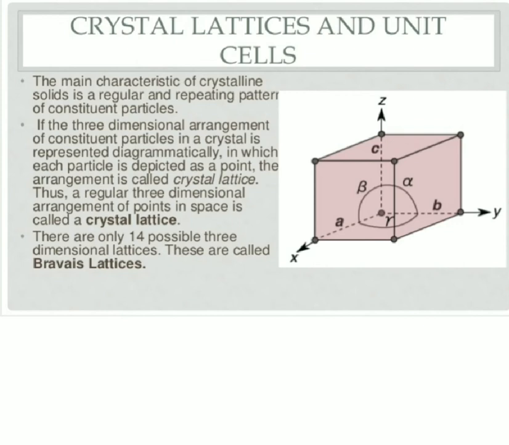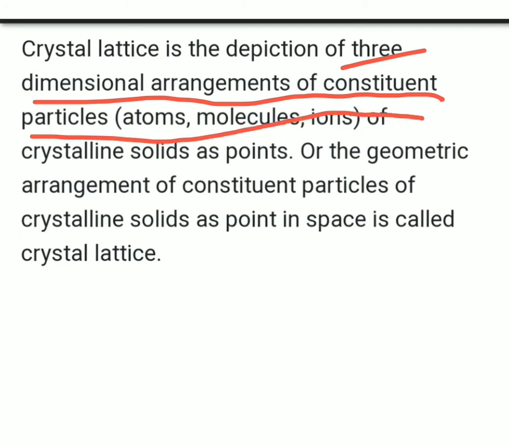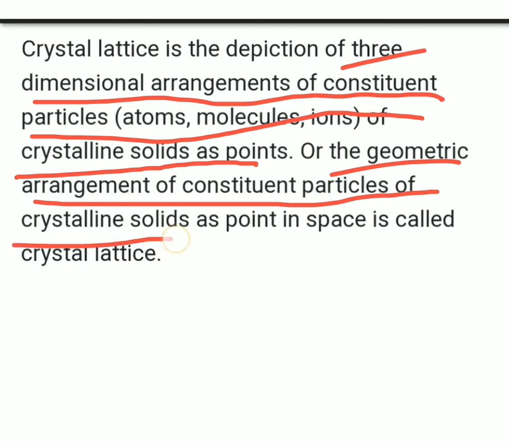Here, long range order arrangement of the particles. If the three-dimensional arrangement of constituent particles in a crystal is represented diagrammatically, in which each particle is depicted as a point, the arrangement is called crystal lattice. Or we can say three-dimensional arrangement of constituent particles of crystalline solid as points, or the geometrical arrangement of constituent particles of crystalline solid as points in space is called crystal lattice.